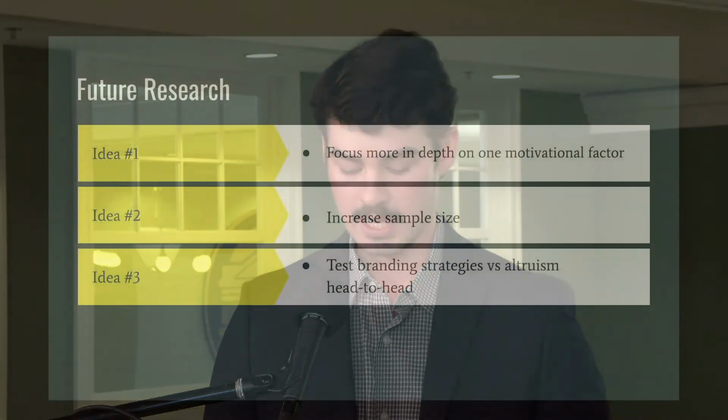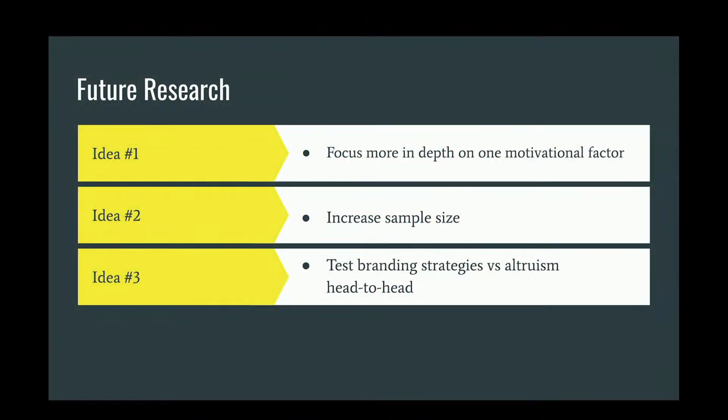Future studies could focus more deeply on a single motivational factor, like altruism or brand awareness, to better understand its specific impact. Also, a larger and more diverse sample size would improve the reliability of the findings. Lastly, researchers could compare branding strategies and altruistic messaging directly to see which is more effective in motivating nonprofit support.